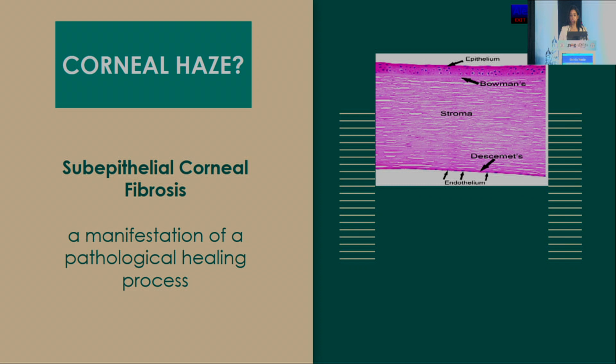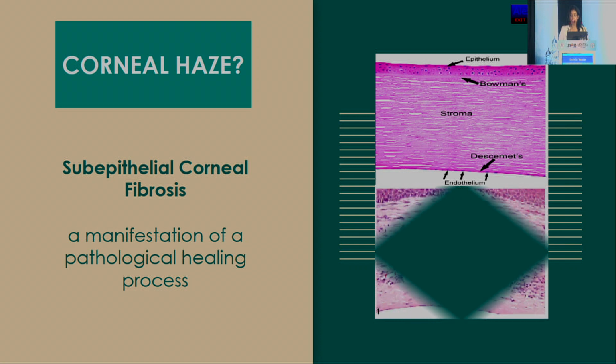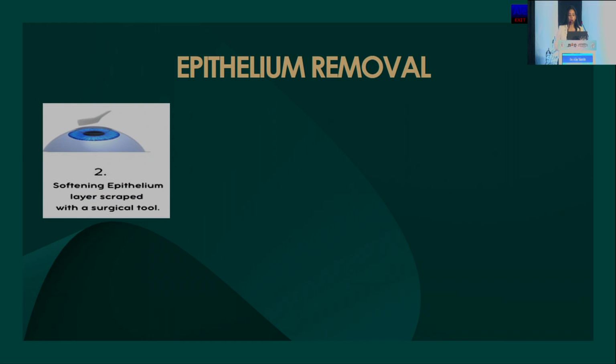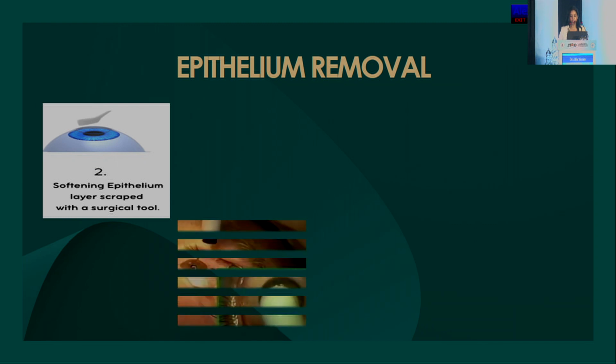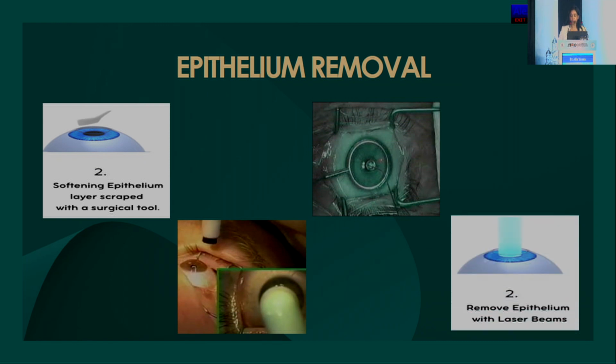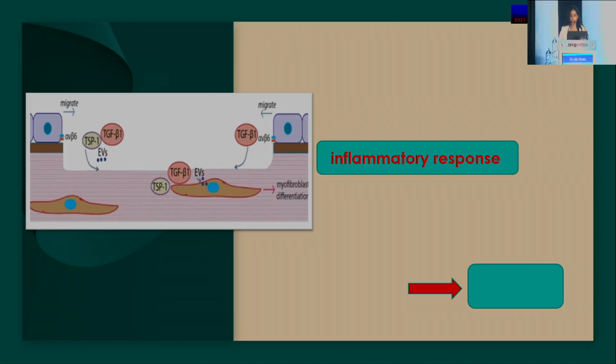So here you see how a normal histology of corneal layers looks like. And here you can see the subepithelial corneal fibrosis in the stromal layer. So a traumatic procedure, that is epithelial removal, is done before any surface ablation. It can be done with a surgical tool or with a Moyles brush, or it can be alcohol assisted, or as in trans-PRK, it can be done with laser beams.